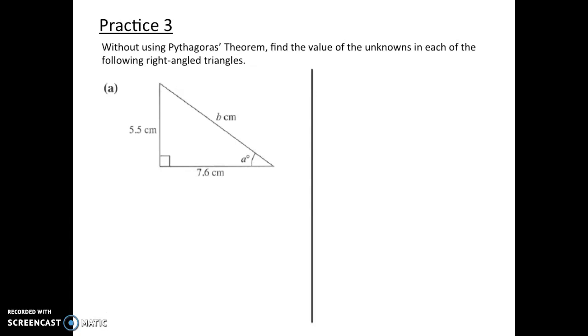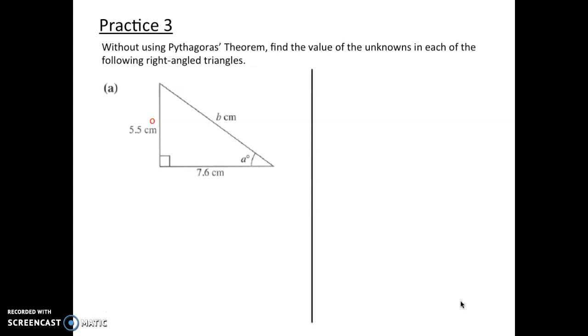We are given a right-angled triangle with two known sides 5.5 cm and 7.6 cm. We have two unknowns in this question. Firstly, a degrees and the hypotenuse b cm. Without using Pythagoras theorem, we want to find these two unknowns. So, before we begin, we need to find out what the three sides are first.